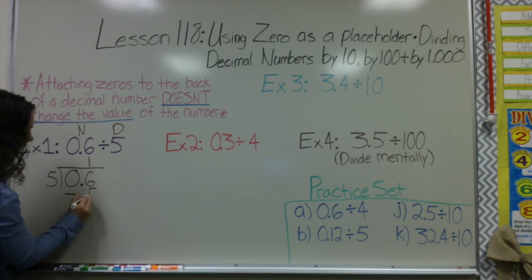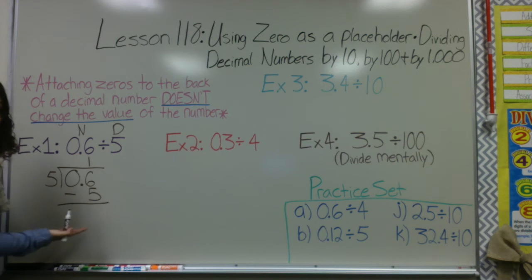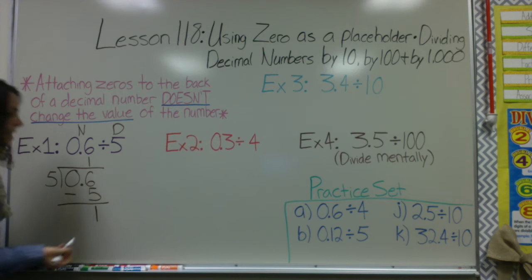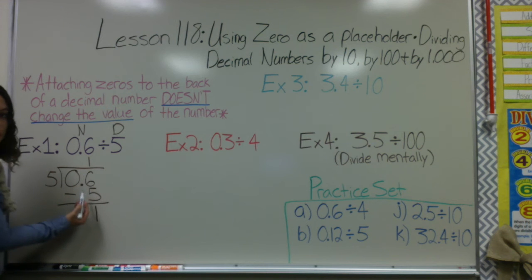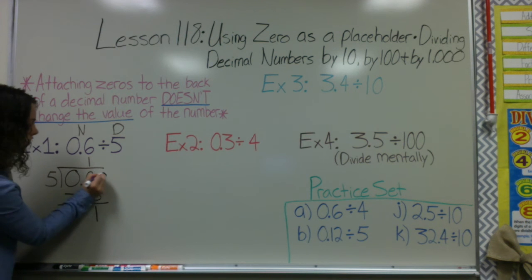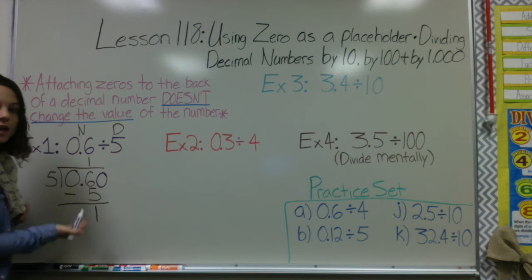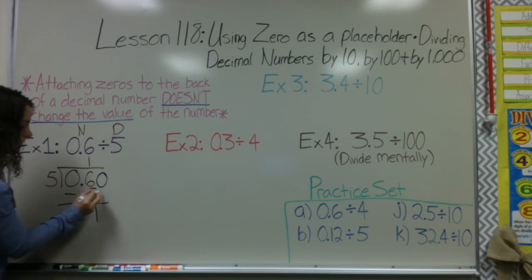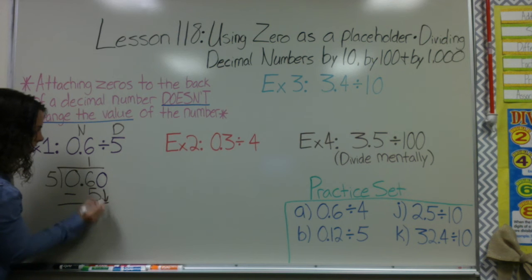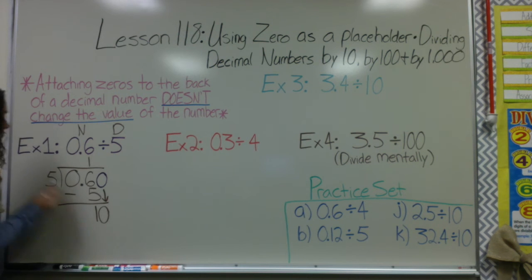I subtract 5. Our dividing, as you can see, is exactly the same. My remainder is 1. So if I attach a 0 to the end of 0.6, my value doesn't change. I'm still dividing by the same number. Now I actually have something to bring down. I have a 0 to bring down, and I can divide.